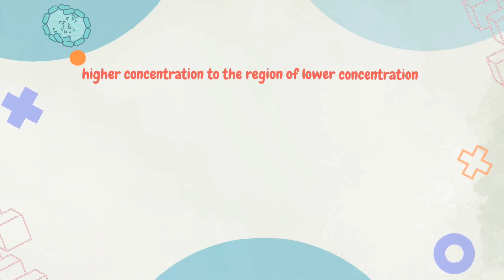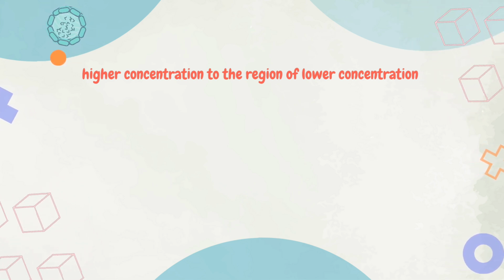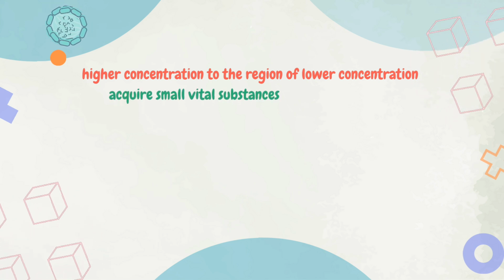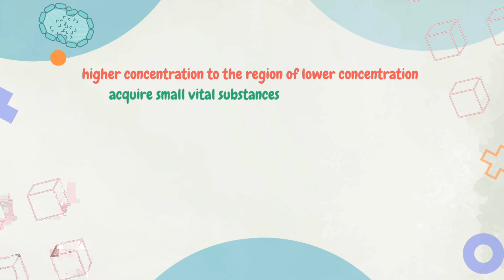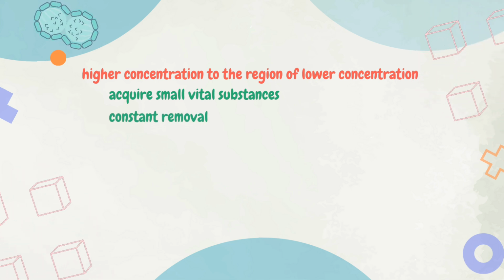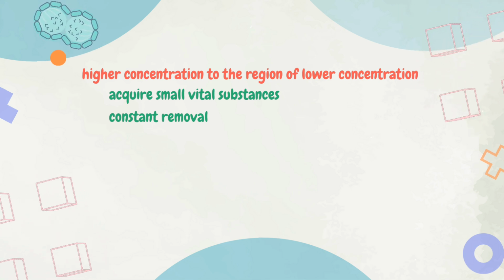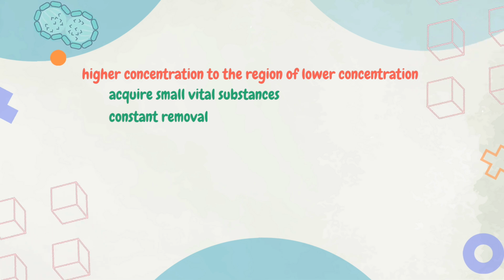To recap, diffusion is the movement of substances from the region of higher concentration to the region of lower concentration. Diffusion is one of the processes by which substances pass through the cell membrane. Cells acquire small vital substances such as oxygen and lipids from the outside by diffusion. The process is also important in the constant removal of toxic, non-usable, and excess materials from the cell, such as carbon dioxide. During diffusion, substances always move down the concentration gradient, and it is a passive process.